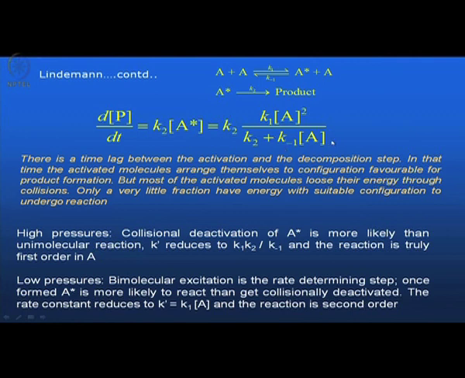This one becomes important compared to this one. As I told you, this step is less likely compared to this step when pressure is high. That means you can neglect this term, and this gives rise to a constant of this form, K1 K2 divided by K minus 1. What happens at low pressure?